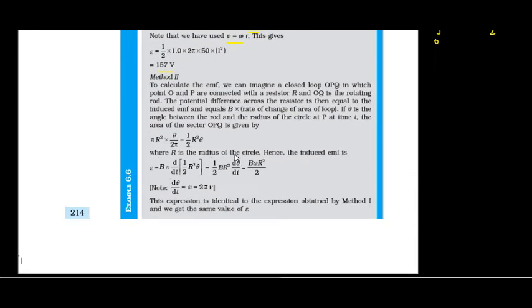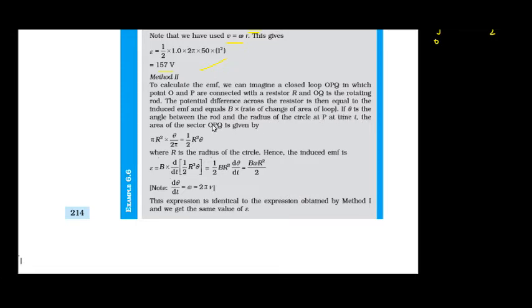In the second method also we can calculate. This is the first method, and in the second method, to calculate the EMF, we imagine a closed loop OPQ in which O and P are connected with a resistor R, and OQ is the rotating rod. The potential difference across the resistor is then equal to the induced EMF and equal to B into the rate of change of area of the loop.